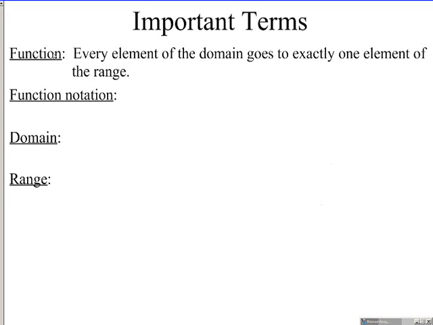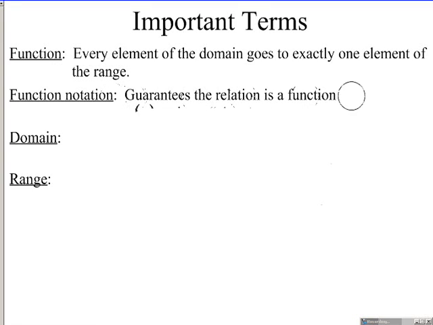A lot of students get this definition mixed up with the definition of a one-to-one function, which we are not going to talk about now, but we will later on. A function only is true in one direction. Every element of the domain, so look at every single domain value, can only have one value of the range that it is matched up with.